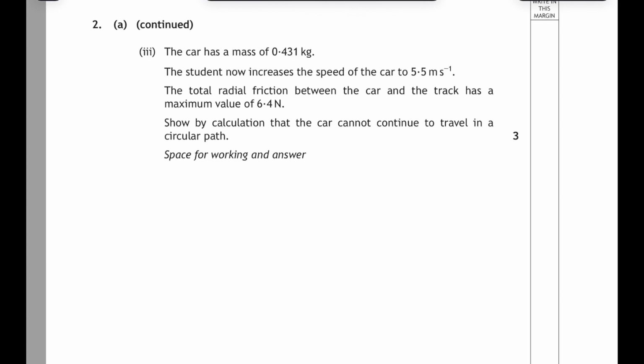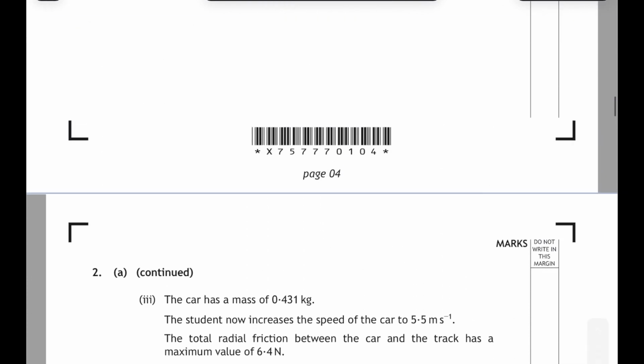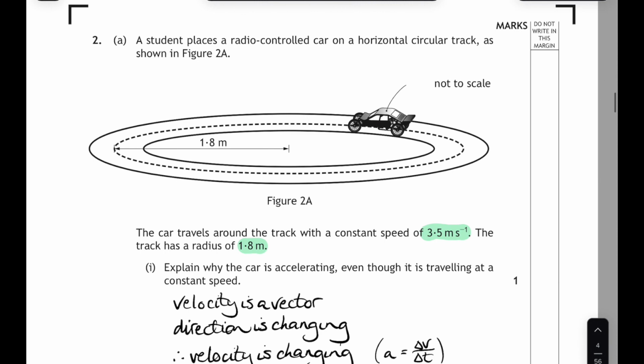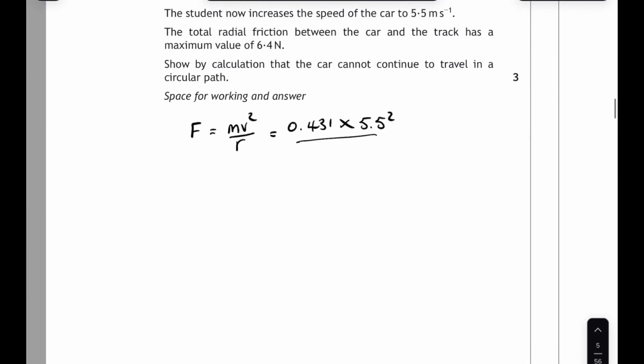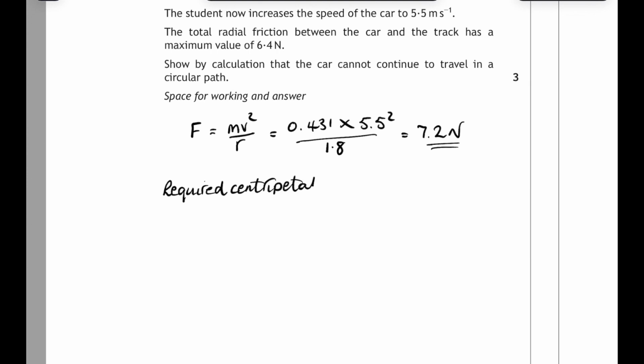So if it's a show question, we have to start with a relationship from the relationship sheet, and in this case we're going to use the central force relationship, F equals mv squared over r. Sub in all the values that we know. So the mass is 0.431 times the speed, 5.5, don't forget to square it, divided by the radius, which was given in the diagram at the top, that's 1.8. And if you do that on your calculator, you're going to get an answer of 7.2 newtons. That is the required centripetal force.